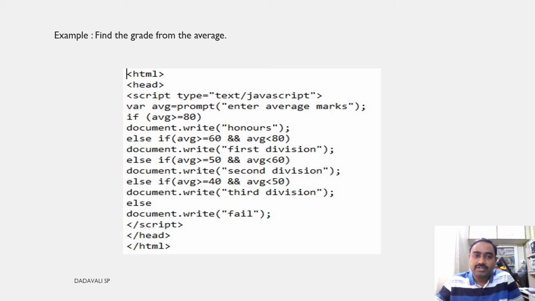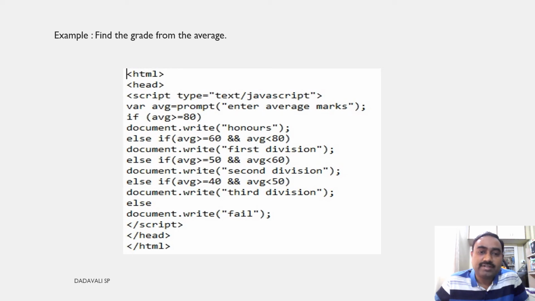If the condition is satisfied, it will execute the true part, document dot write honors. Else, depending upon the value, if average greater than 60, double ampersand, average less than 80. Here two relational expressions are there, and in between, the double ampersand indicates a logical operator. So only if both conditions are true will it execute the true part, document dot write first division. If any one condition is false, it goes to the else part.